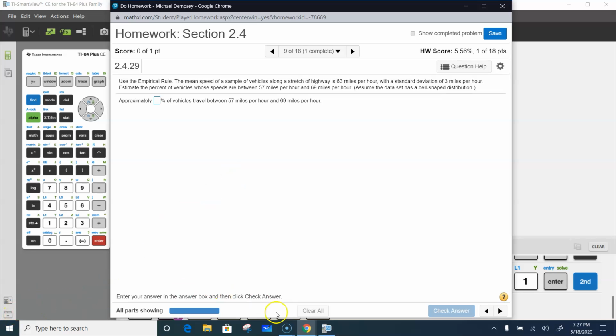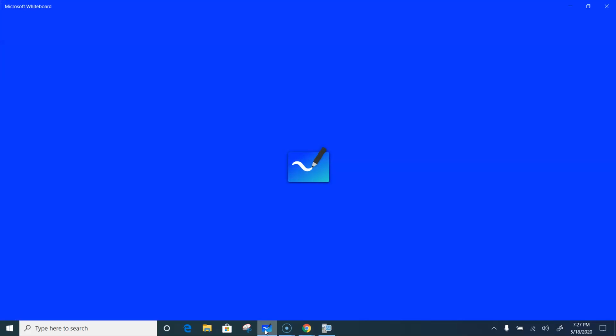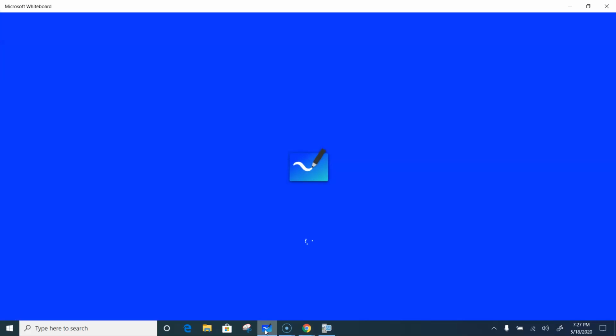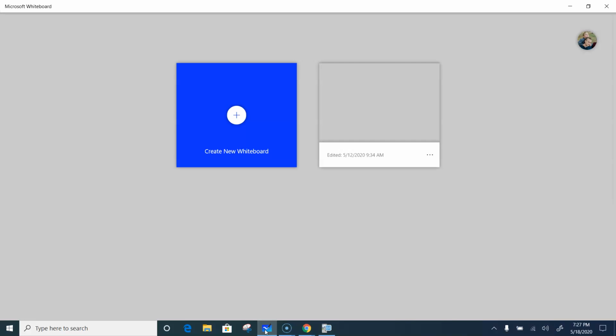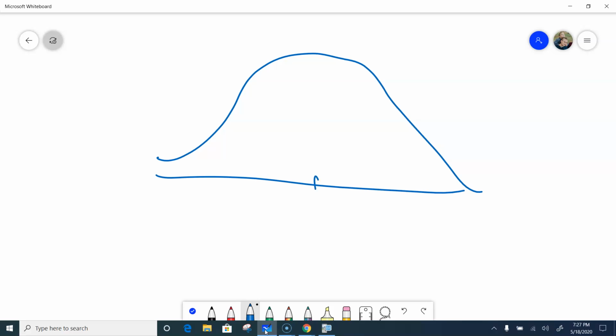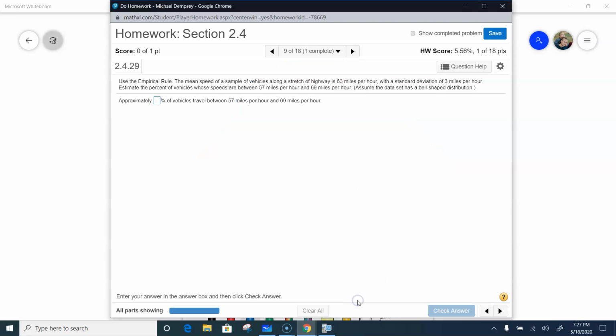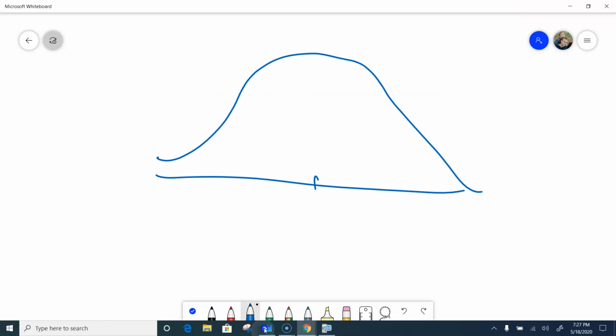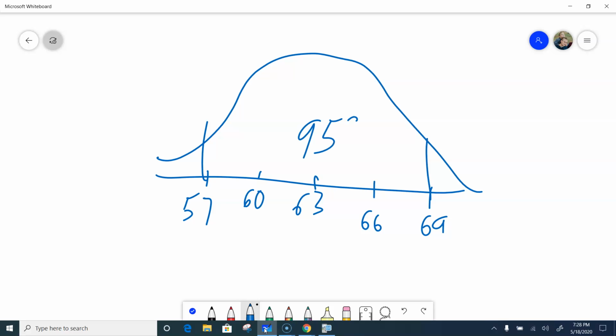So let me just draw a picture of this for you so you can sort of picture what's happening here. So we're following that normal distribution. So it follows that 68, 95, 99.7 rule. What they're suggesting to me here is that the mean is 63. So 63 lives in the middle of that curve that I just drew. If I go down to 57 and the standard deviation is 3, that means I went 2 standard deviations below the mean. And then if I go all the way up to 69, well, that's 2 standard deviations above. They told me the standard deviation was 3. So this is about 95%.